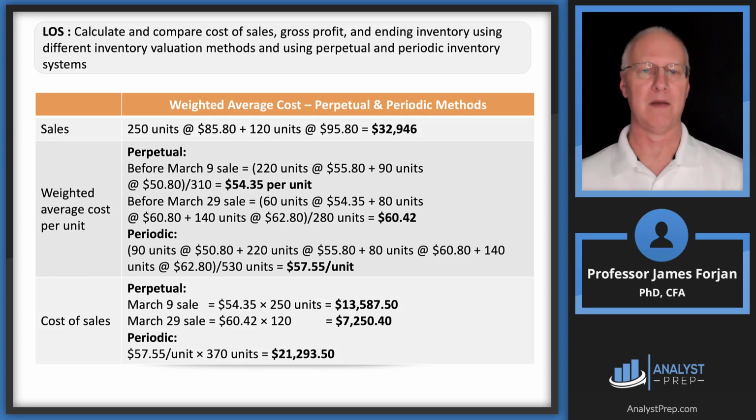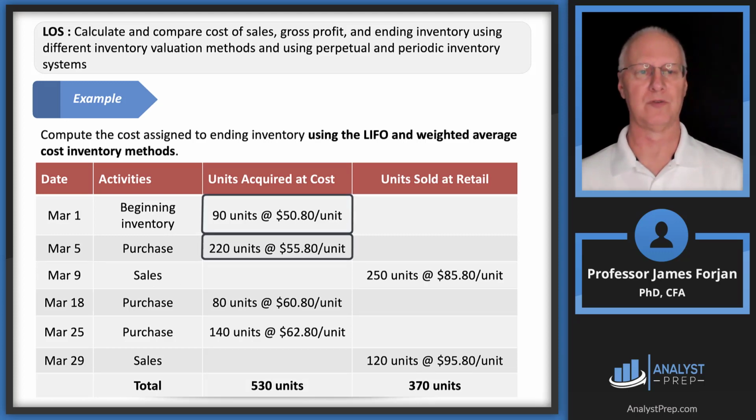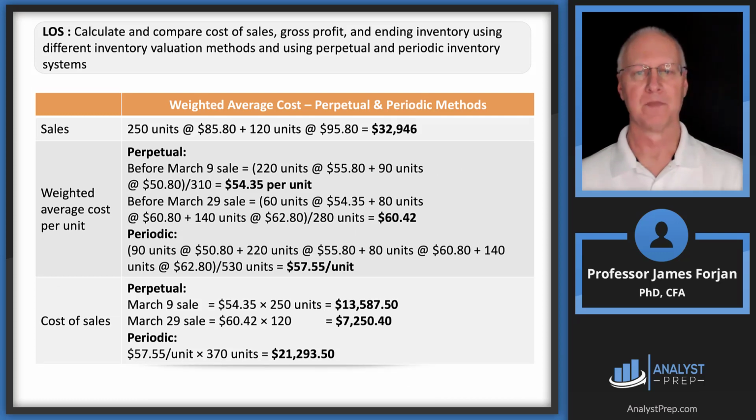So before that March 9th sale, we have the 220 units at the $55.80 plus the 90 units. Here, I'll go back. There's those two, the beginning inventory and the March 5th purchase. And so if we do that and divide by the 310, right, the 220 plus the 90, we get $54.35 per unit.